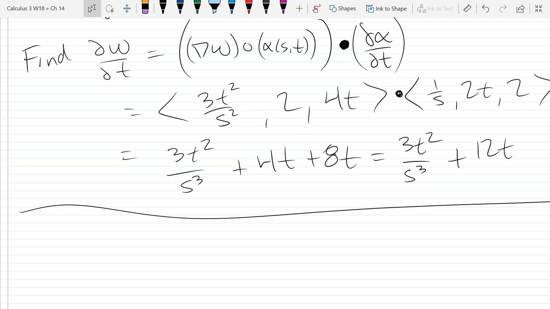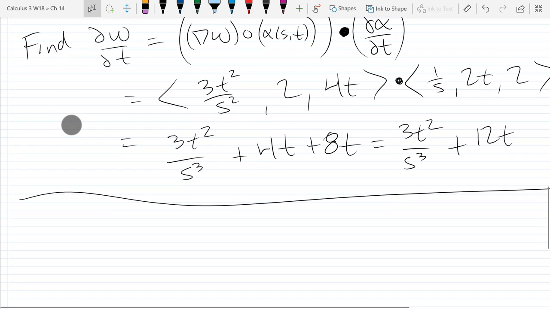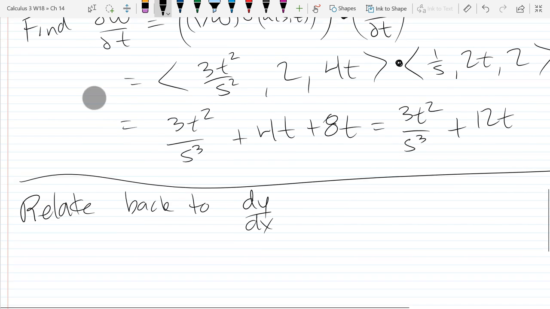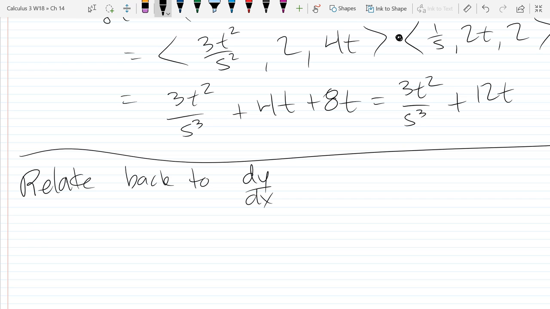So now we're going to look at a more geometrical way of looking at the derivative. We're going to take things back to dy over dx, which is one of the first ways you looked at derivatives, basically the rate of change, the rise over the run, the standard way that we learned about slope. So let's begin with a function w, which will be of x and y.